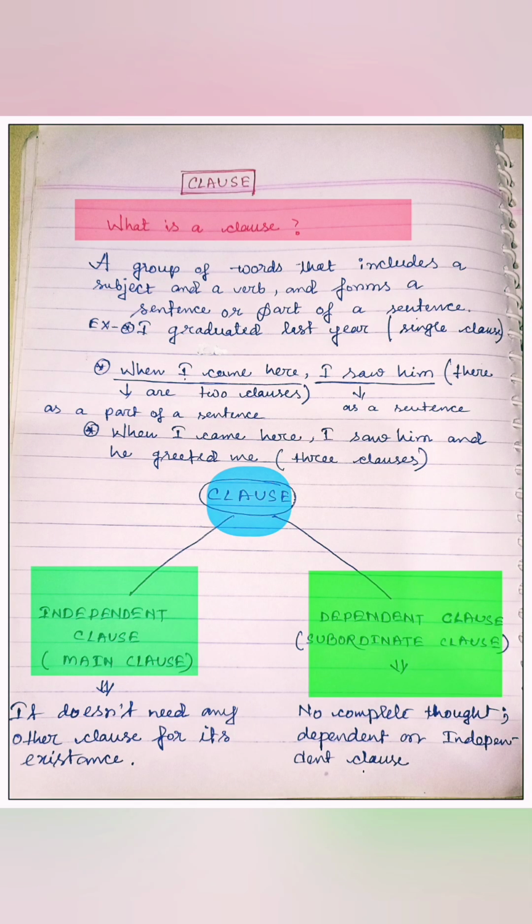As I told you before, an independent clause means the main clause, the principal clause. It doesn't need any other clause for its existence. On the other hand, a dependent clause is a subordinate clause. That means it has no complete thought and depends on the independent clause completely. That is why the name is subordinate, because subordinate means the helping one.